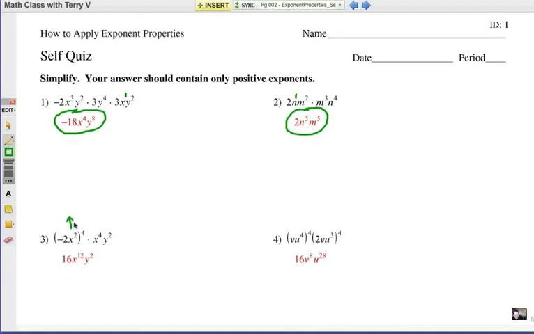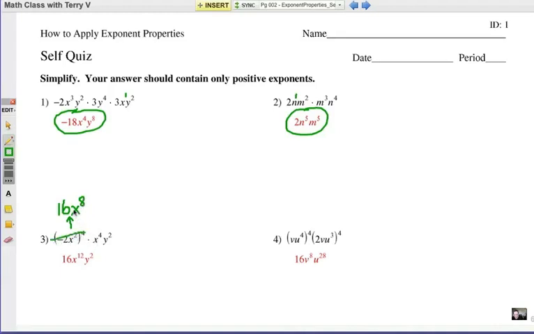Number 3, here we have a power of a power. So let's just do a little problem off to the side. That's negative 2 to the fourth power. That's negative 2 times negative 2 times negative 2 times negative 2. Turns out to be a positive 16. This x squared raised to the fourth power. Remember, power of a power, you multiply the exponents. So that's x to the 8th.